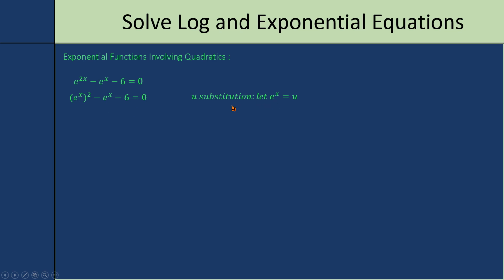right? So now I have e to the x equal to u. So I substitute that u in. u squared minus u minus 6 equal to 0. Then factor and solve. I have u is equal to 3 or u is equal to negative 2. Then I substitute this back in. e to the x is equal to 3 or e to the x is equal to negative 2. There's no x that will give me negative 2 when I raise e to the x. Okay, so the second equation has no solution. So the first one is e to the x equal to 3. That has a solution because it's positive.